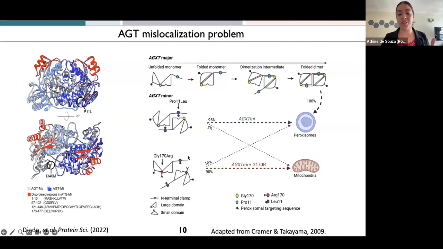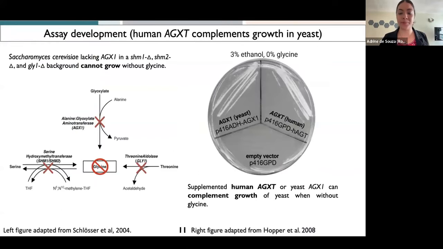So here is a PH1 example variant, G170R. 90% of this protein, if in the minor allele background, goes to the wrong place. And then we start to see symptoms and rare disease.